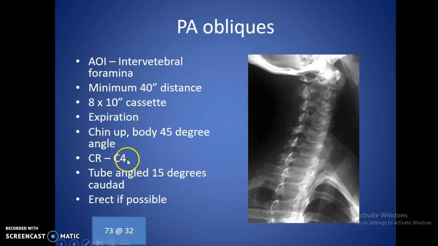Chin up, so the chin needs to be partially up. The body is going to be about a 45-degree angle. So that means that you're going to stand in a true oblique to the upright bucky. CR is going to be about C4. We'll show you how to isolate that so you can see that a little bit better. Tube is going to be angled 15 degrees caudad if you were doing PA obliques.